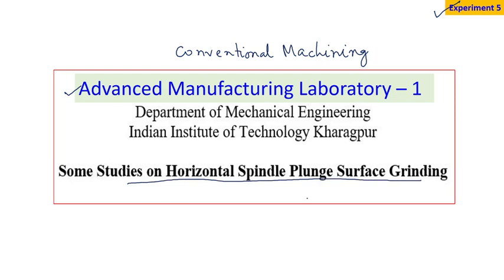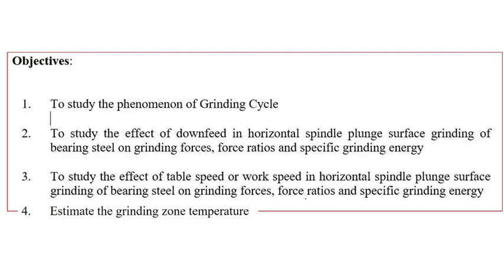So there are different aspects of plane surface grinding that we will be studying. So let us see what we are going to do today. We will try to capture the grinding cycle phenomena. We will see the effect of down feed in horizontal spindle plane surface grinding of bearing steel on grinding forces, grinding ratio and surface specific grinding energy. And that we will be doing by grinding the bearing steel plates using conventional grinding wheel or alumina grinding wheel.